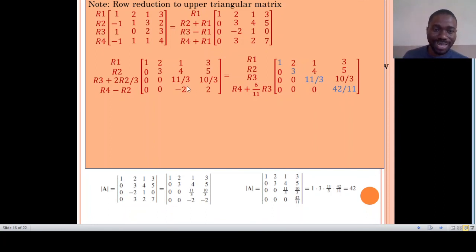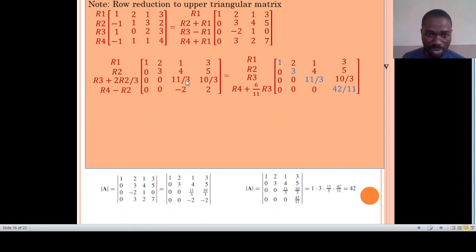So in order to do that, I can say row 3 multiplied by 6 over 11, because I noticed that if I multiply 6 over 11 by 11 over 3, it is going to give me 2. I hope you get it. Take your pen and do some little calculation. You will get it very well. So since I have minus 2 here, I can add them together. I can say row 4 plus 6 over 11 row 3.